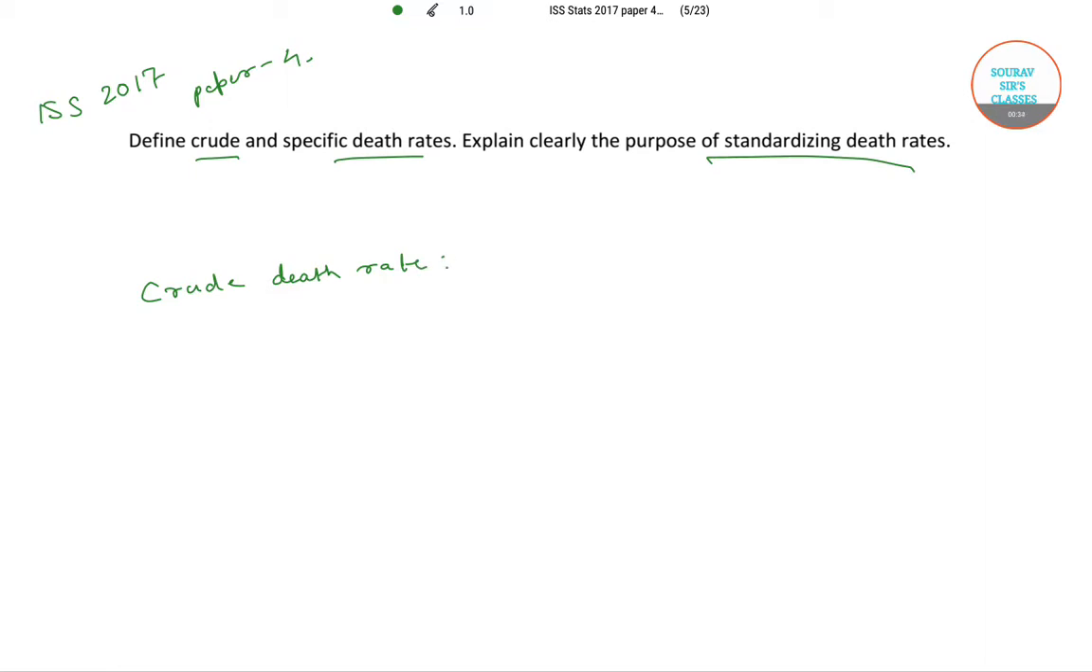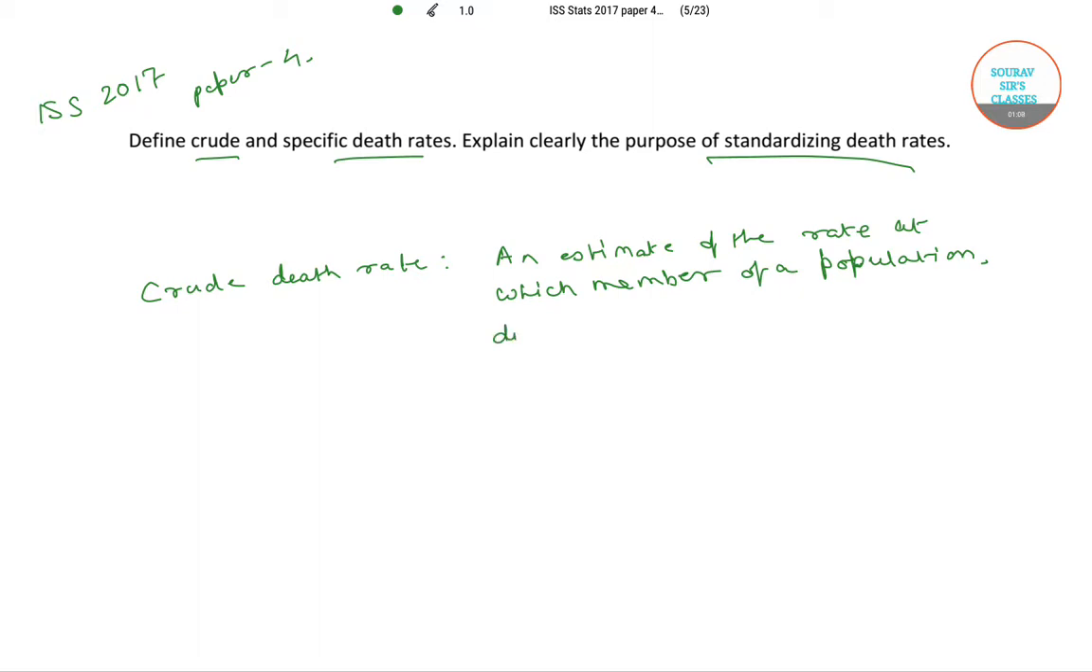Now it is an estimate of the rate of death, or the rate at which the members of a population die during a specified period.